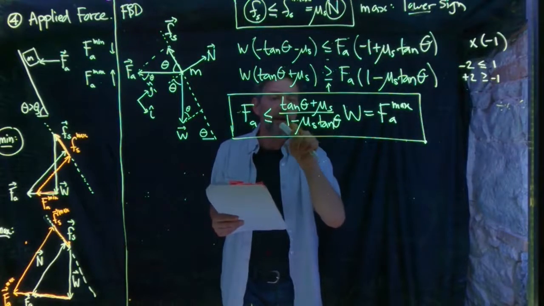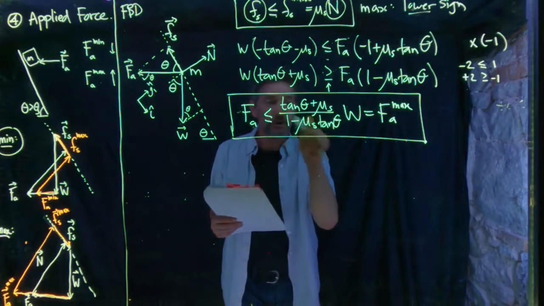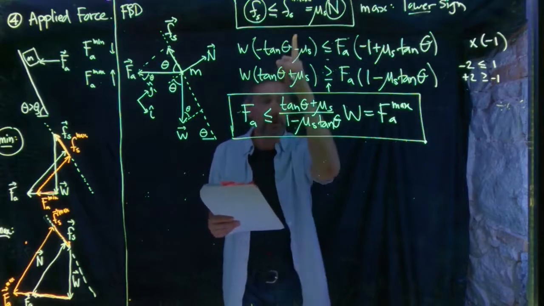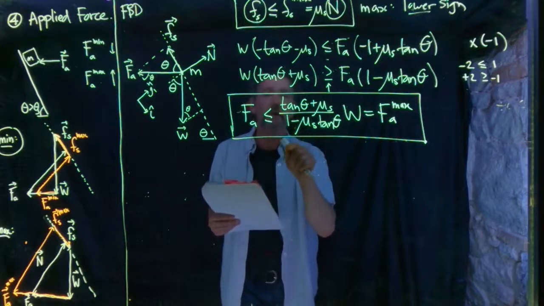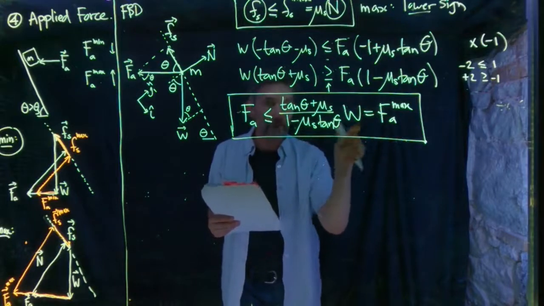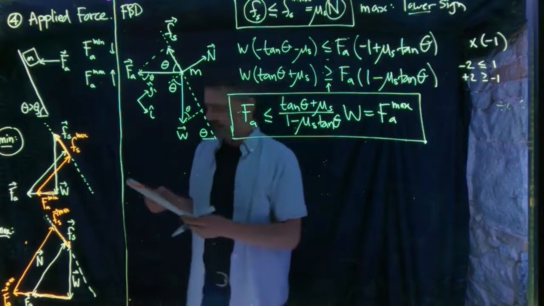and bigger and bigger, and you could get 1 minus a number just a tiny bit less than 1. This becomes a smaller and smaller number in the denominator, so the applied force becomes larger and larger, and when this mu s tan theta is equal to 1, then this number becomes infinite. Okay, so let's look at that special case.